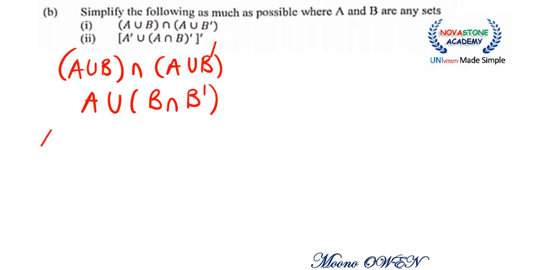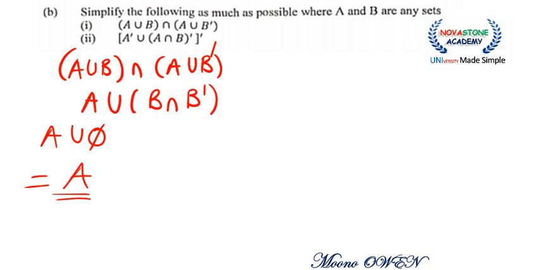So I'm going to have A union empty set. Now the question will be, what is it when you combine something with nothing, because an empty set there is nothing? So when you combine something with nothing, what do you get? You're just going to get something, right? In this case you're just going to get A. So basically this is how you're going to simplify this one.